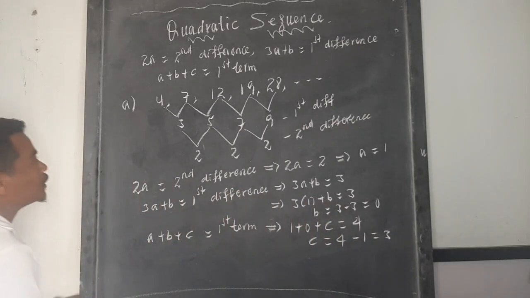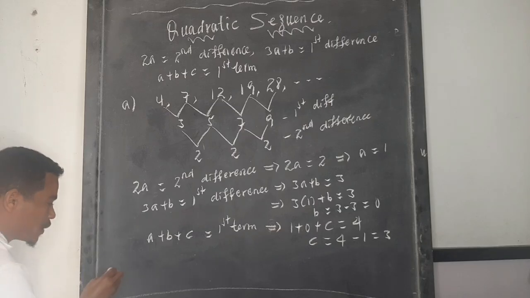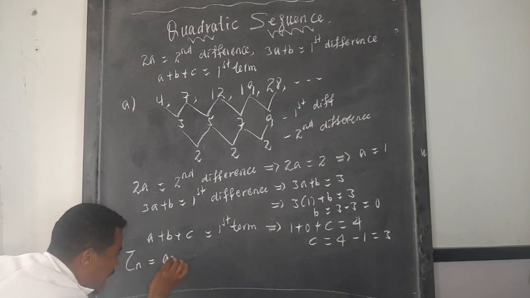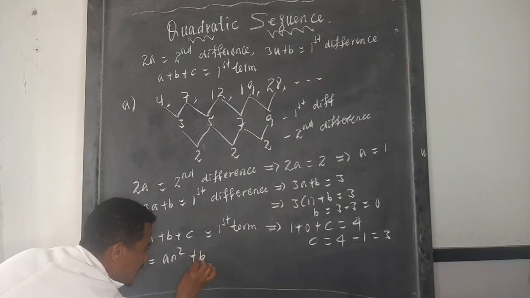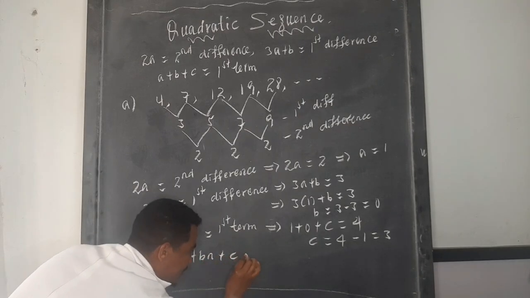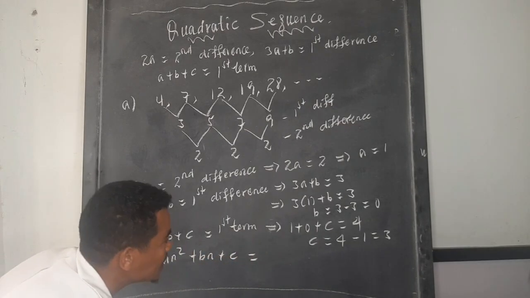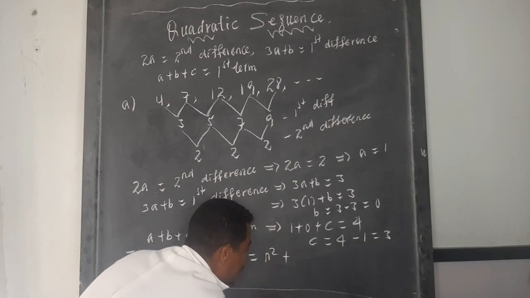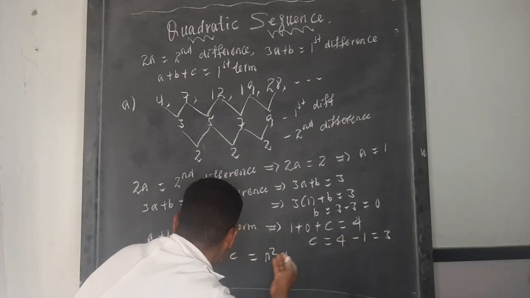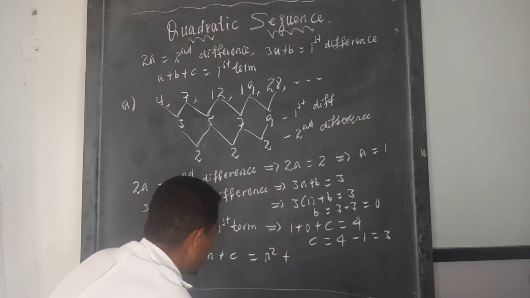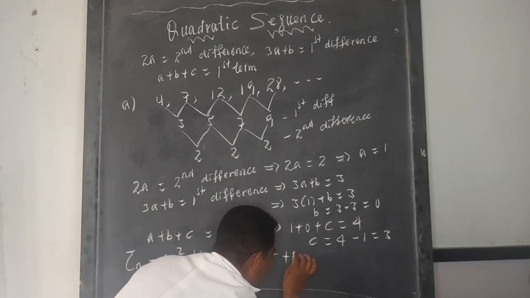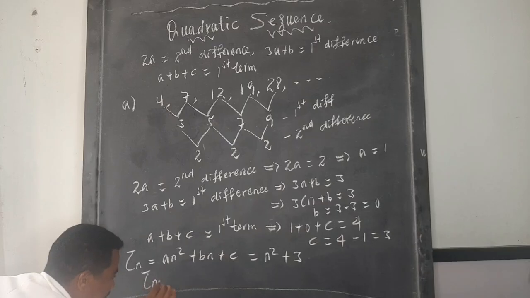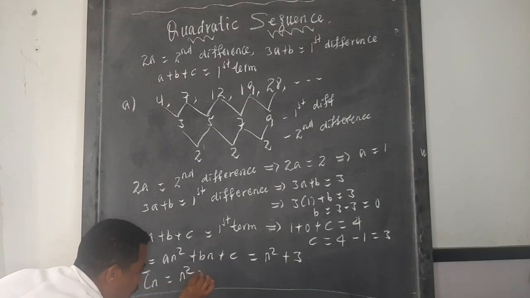That is, the general form of this quadratic equation is Tn is equal to an square plus bn plus c. This is equal to a is 1, 1 times n square is n square, plus bn, b is 0, 0 times n is 0 itself, plus c is 3. So the general formula for this quadratic sequence is Tn is equal to n square plus 3.